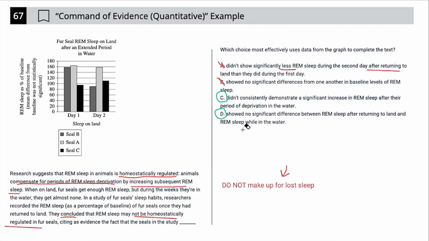So here, if we look at choice D, it says, no significant difference between REM sleep after returning to land and REM sleep while in the water. Well, we see sleep on land, and where's sleep on water? That's right, it's not there. So because we only have information about sleep on land, choice D could never work. So our answer is choice C.